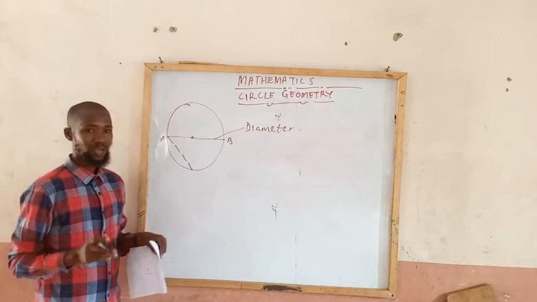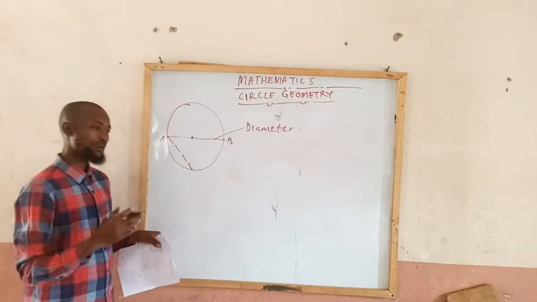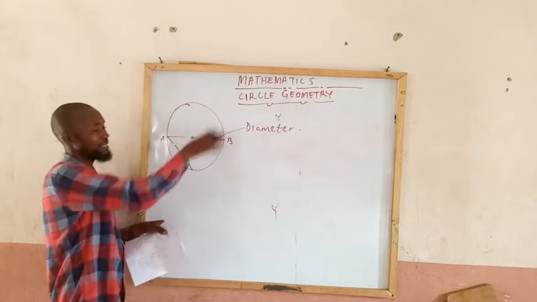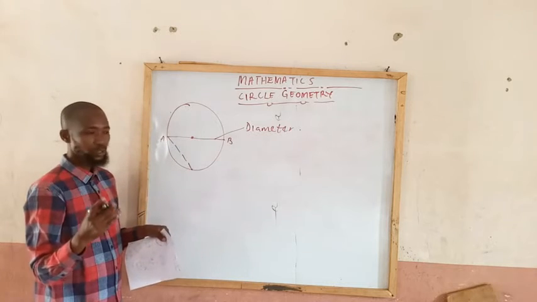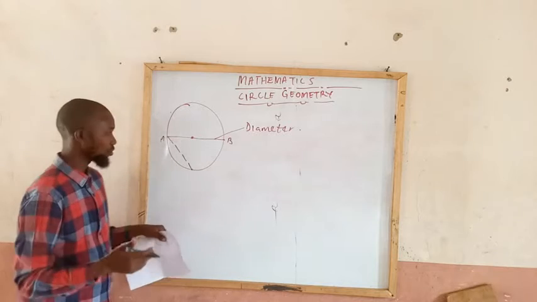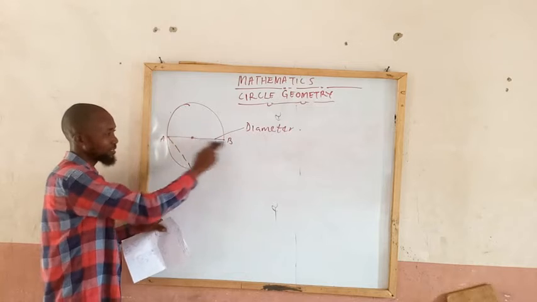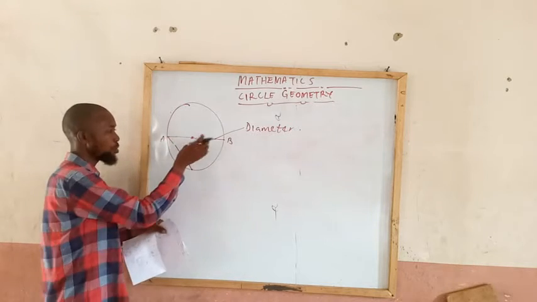Now the second requirement is I will have to go to the endpoint of my diameter. Remember the diameter breaks this given circle into two equal semicircles. So as a result, it is the endpoint of this line that will determine the angle on this semicircle.